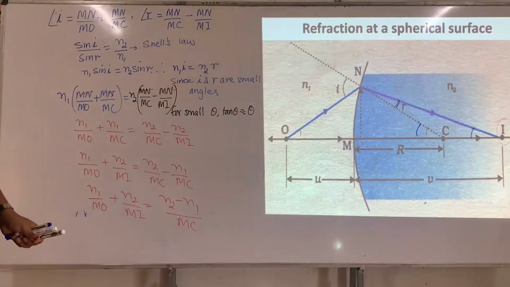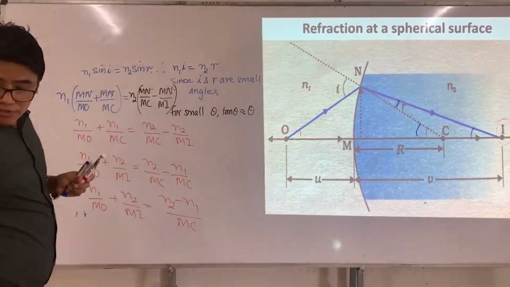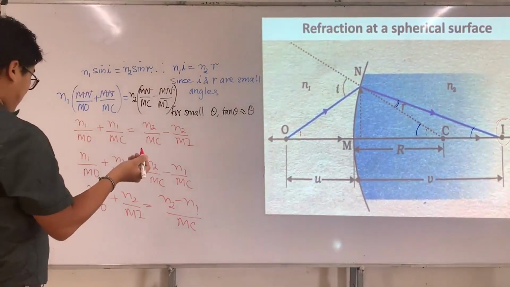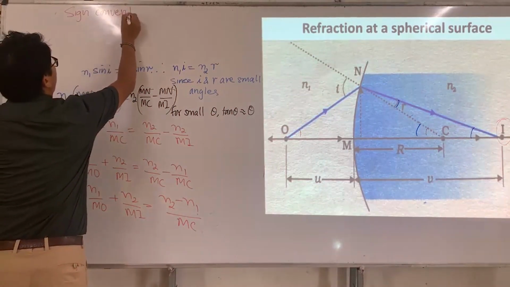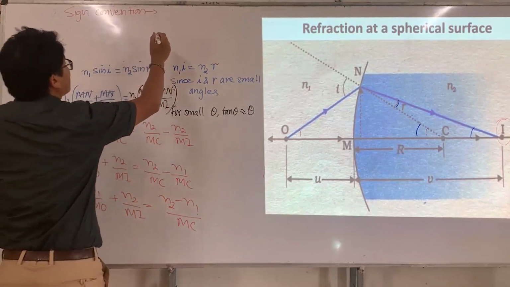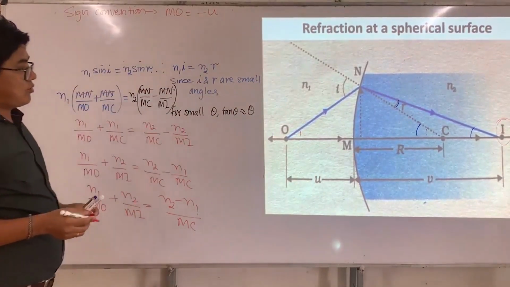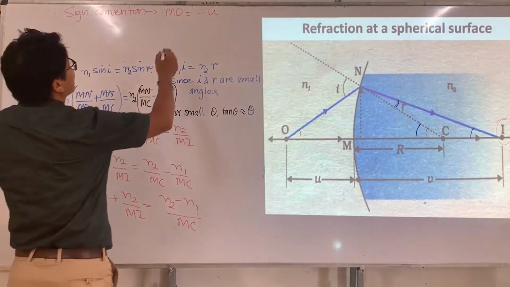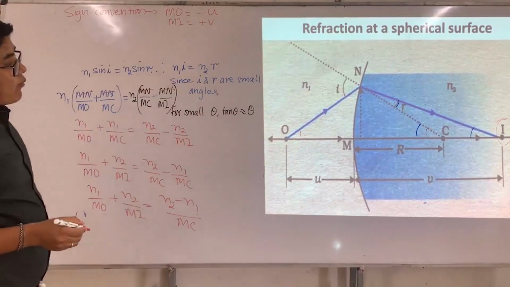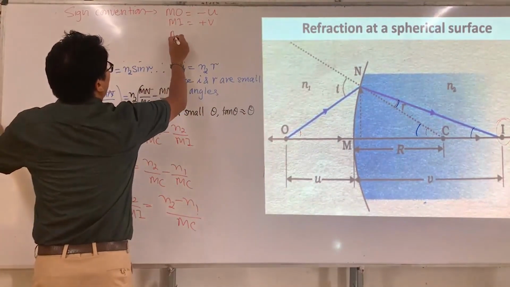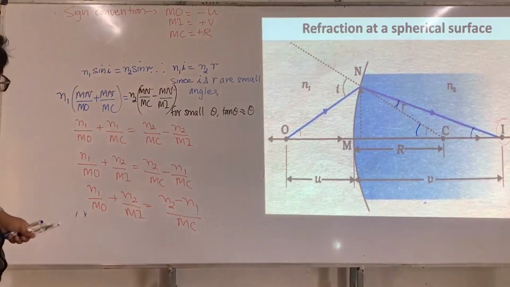Now I will use the sign convention. Sign convention is such that, look at here, use sign conventions. What about MO? MO is equal to minus u. And what about MI? MI is equal to plus v. And what about MC? MC is equal to plus R. Alright. Now I'll do a substitution.